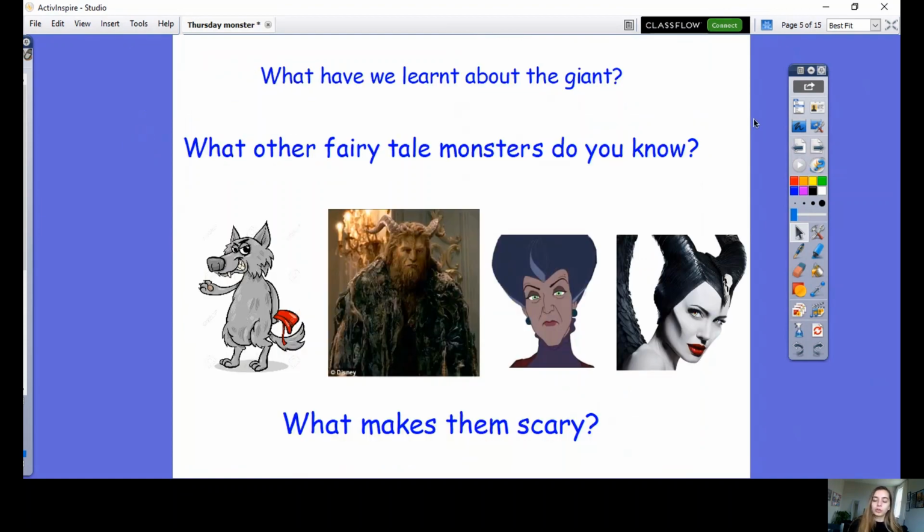So thinking about the giant we know in Jack and the Beanstalk, fairy tales often have monsters. So we've got monsters and villains in our fairy tales who are often making very bad choices and often are very scary. Here I have some pictures of other fairy tale monsters you might know. So I want you to have a little think. Do you know any other fairy tale monsters or villains? Let's have 10 seconds thinking time for other ones.